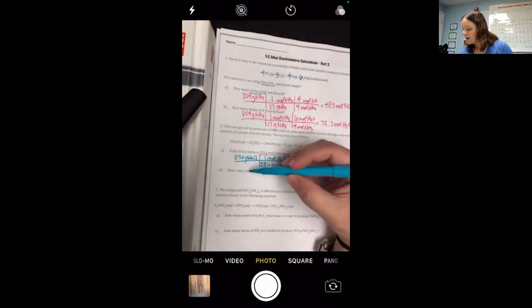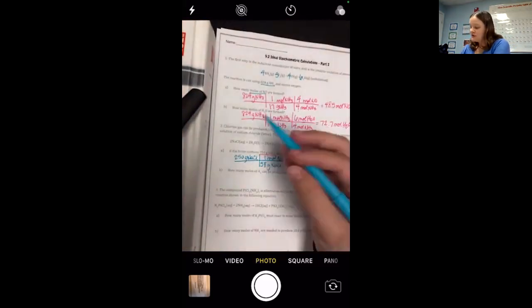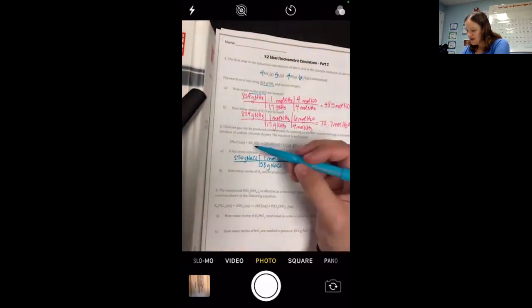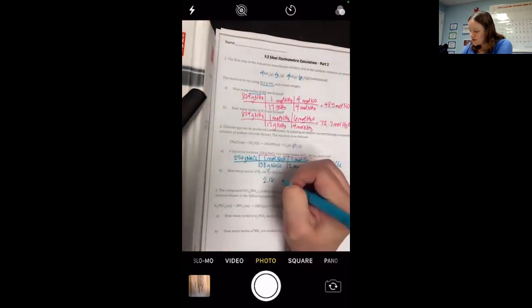moles of the chlorine. The second part B says how many moles of hydrogen can be produced? So I would do the same thing again. If you're looking here and you're going, hey, that has the same coefficient for the hydrogen as it did for the chlorine, everything else is going to be the same too. It would in fact also wind up as 2.16 moles of hydrogen.